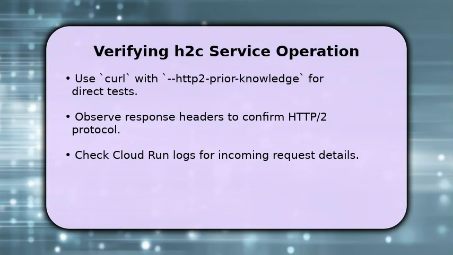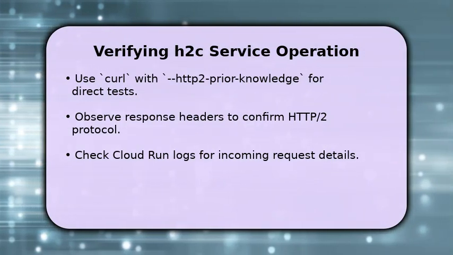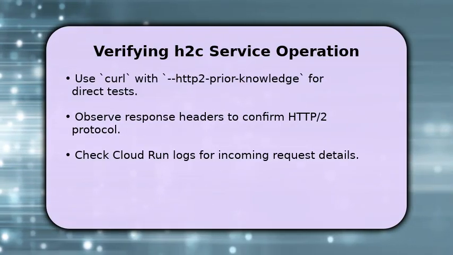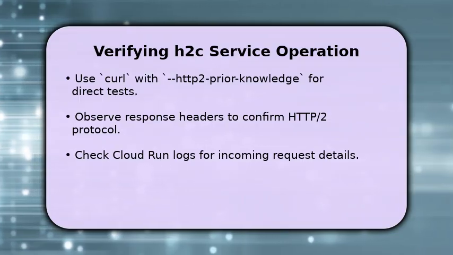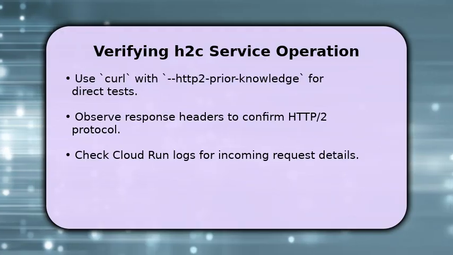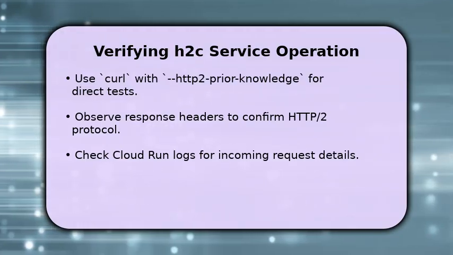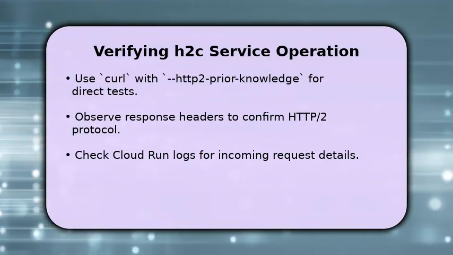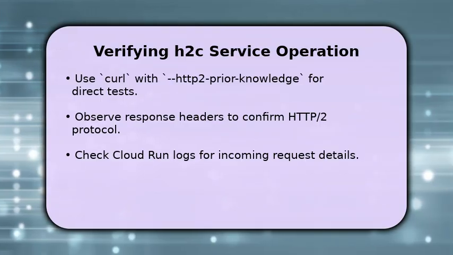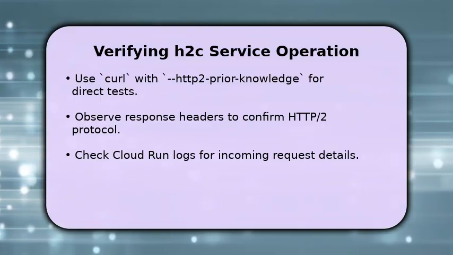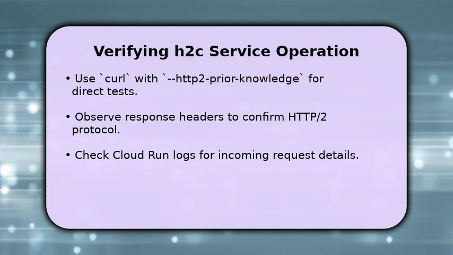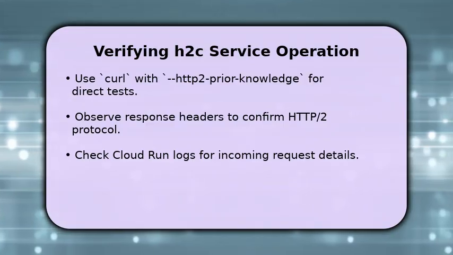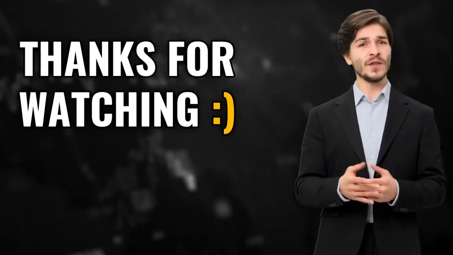After deployment, verifying H2C communication is crucial. You can use tools like curl with the HTTP2 prior knowledge flag to directly test your service if it's exposed without TLS. For Cloud Run, since TLS is terminated at the edge, you'll primarily confirm that your application receives HTTP/2 requests. Reviewing Cloud Run logs and monitoring request headers will confirm that your service is indeed communicating over HTTP/2, ensuring optimal performance.